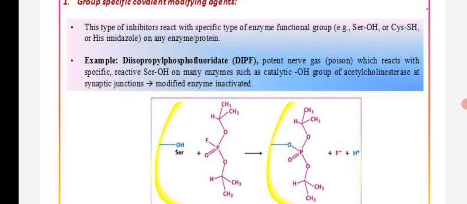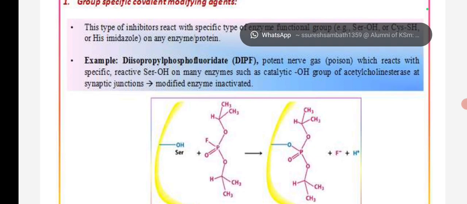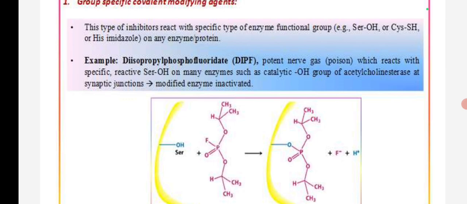Example, diisopropyl phosphofluoridate, DIPF, a potent nerve gas poison which reacts with a specific reactive serine hydroxyl on many enzymes, such as the catalytic hydroxyl group of acetylcholine esterase at the synaptic junction, which modifies it to the inactive form. The enzyme will be inactivated.